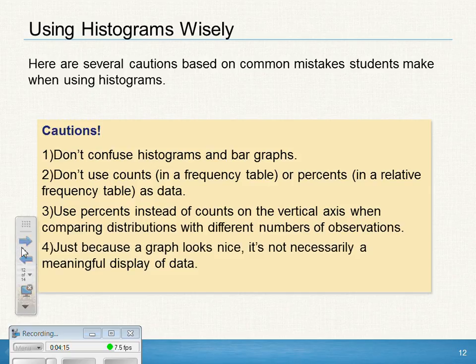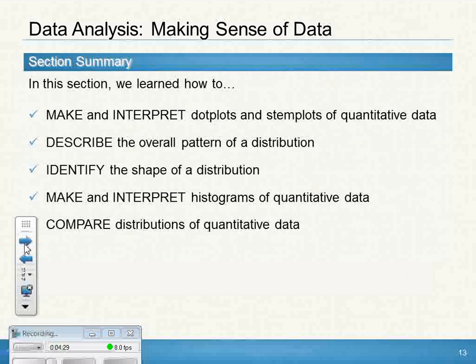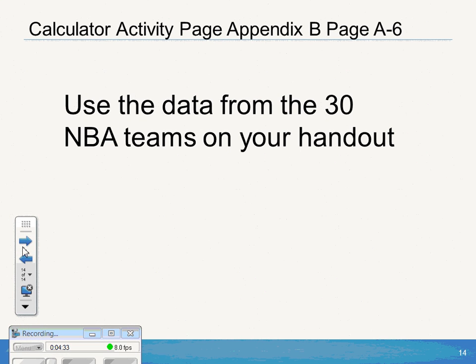All right, just because it looks nice doesn't mean it's a meaningful display of data. So it has to make sense to you and to the reader. So that's it for 1.2. Yep. Oh, we're not doing that one.